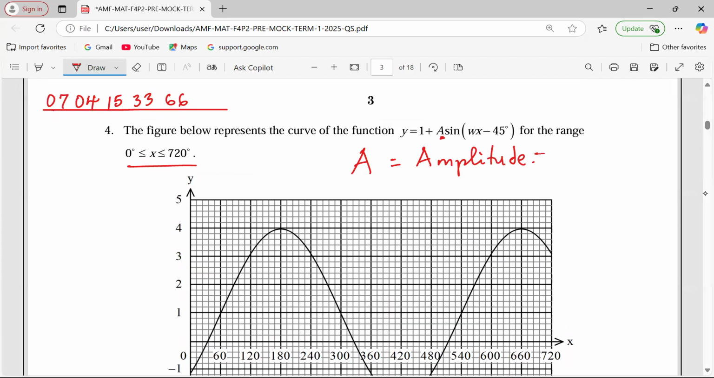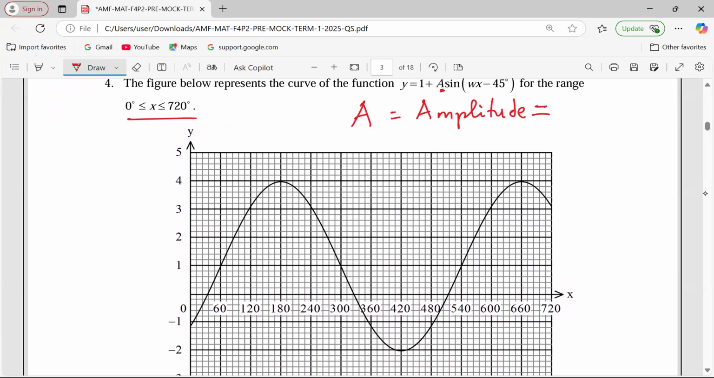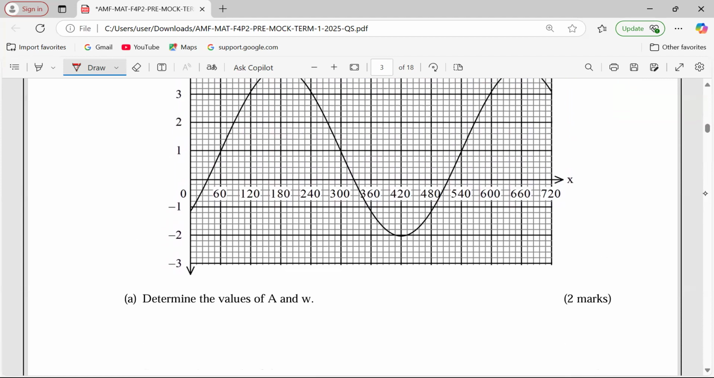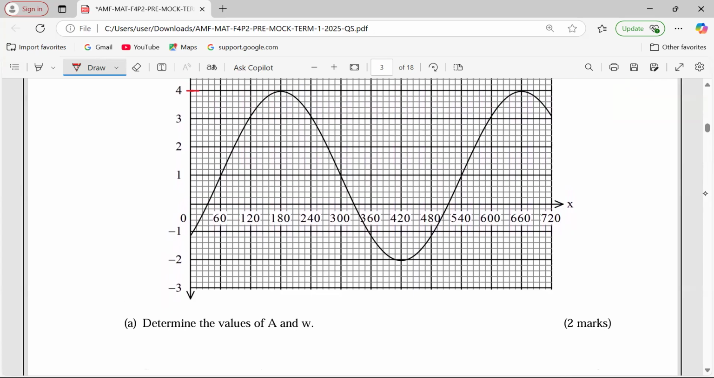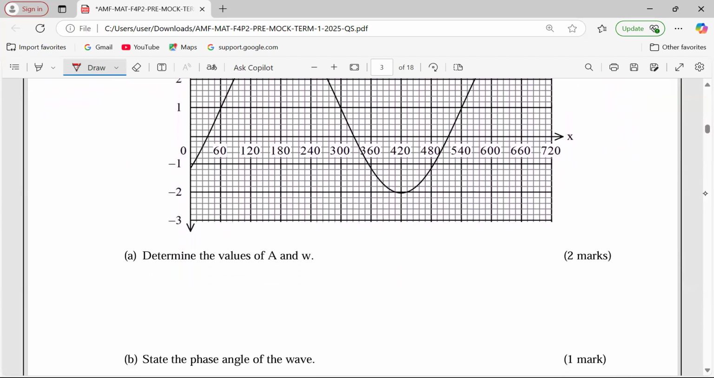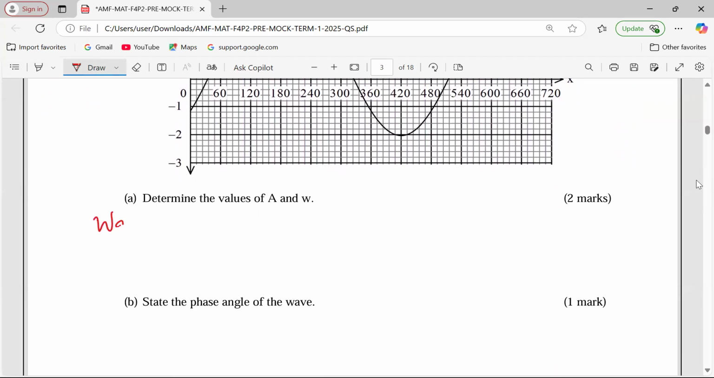And amplitude is the highest the wave can rise to when it has been drawn, according to the vertical displacement. Therefore, you can see the highest this wave can go to is at 4. Therefore, the value of A will be 4. Then now we can talk about the value of w. We need to discuss that. We're supposed to know that there is something called the wavelength of a wave.